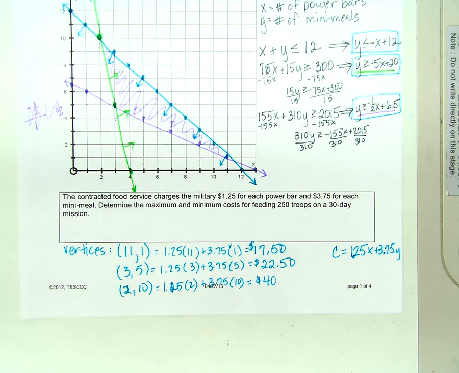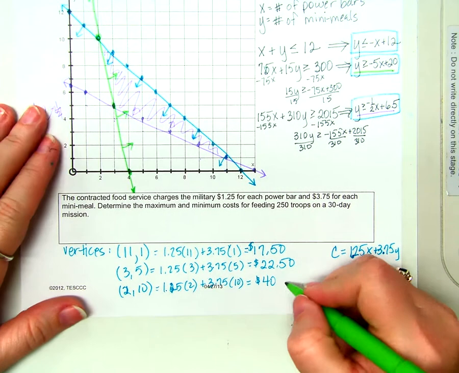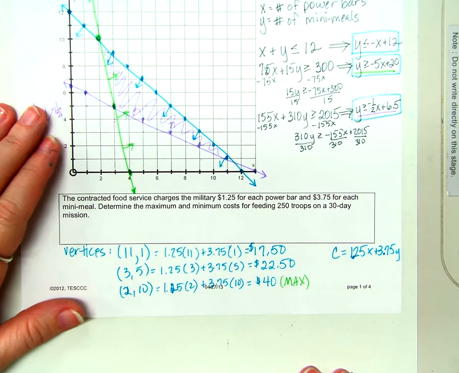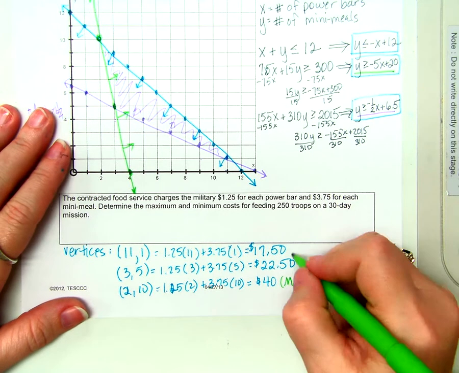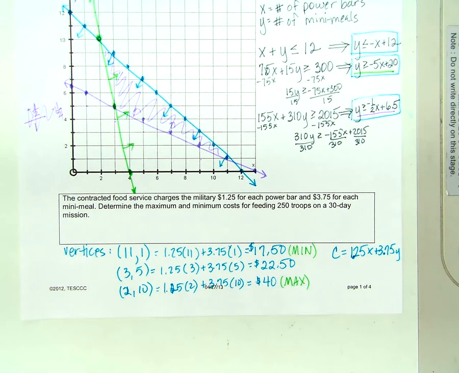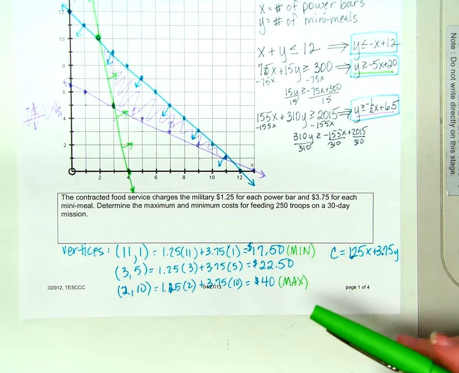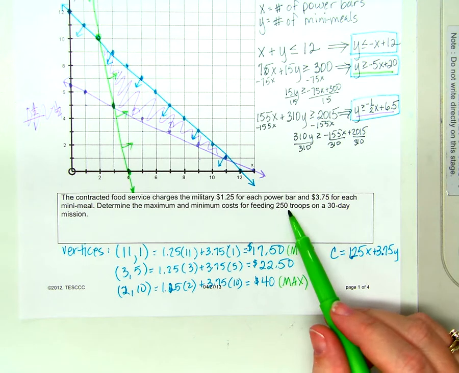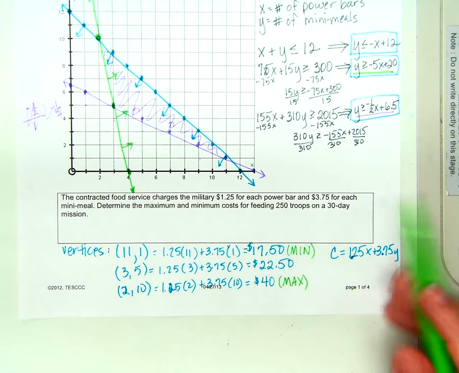So what we're trying to figure out is the maximum and minimum costs. Which one is the maximum cost? The last one. Which one's the minimum cost? The first one. Now, have I really answered the question though? I found the maximum cost per day. What am I trying to find? 250 troops for 30 days.